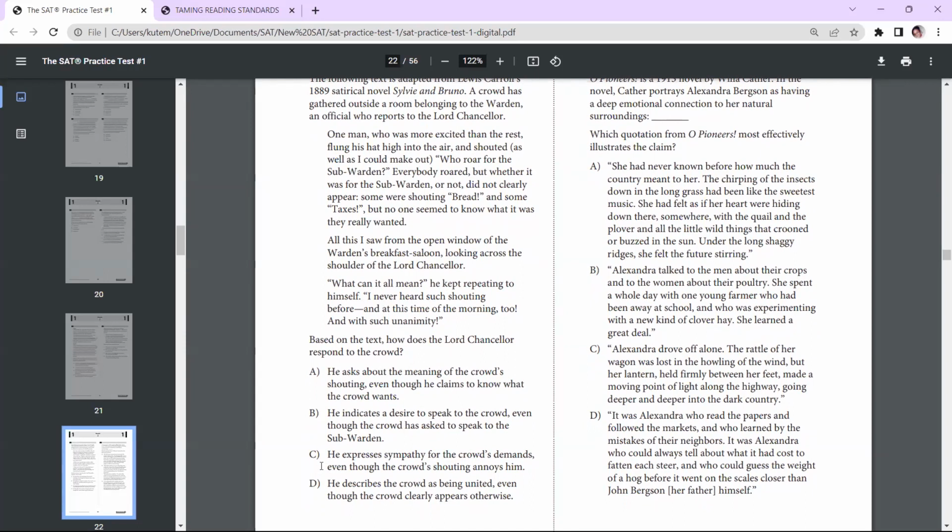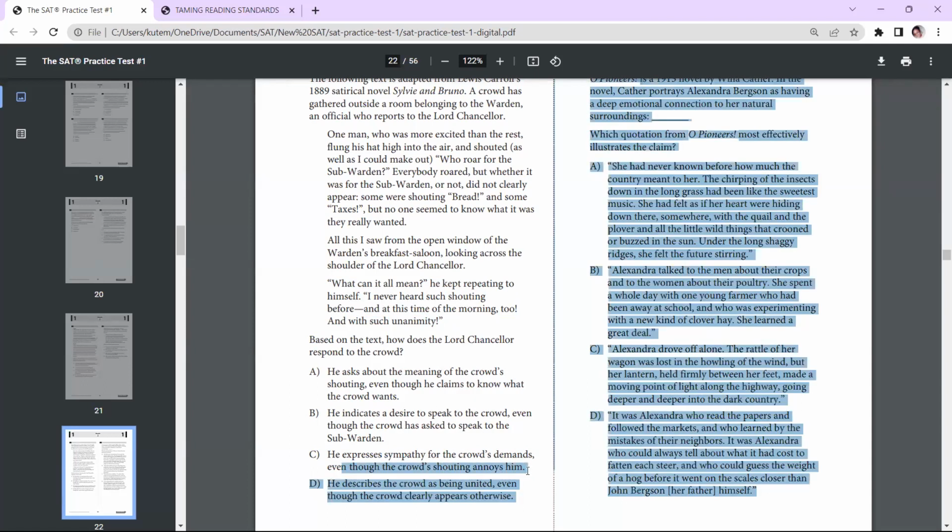So B is out. C says he expresses sympathy for the crowd's demands, even though the crowd's shouting annoys him. So I don't see any sympathy in this, because it's just like, what does it mean? I've never heard such shouting in the morning. He seems kind of annoyed, yes, from the words that he's saying, but it doesn't outright say he is annoyed, and we don't see any sympathy. I feel like the word sympathy is what kind of throws it off. But definitely it does seem like the crowd shouting was annoying him.